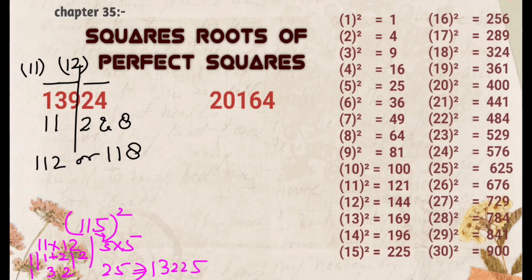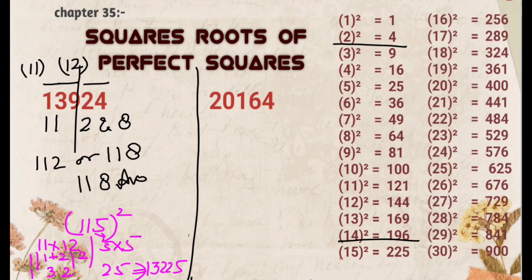Now here as we can see that 13225 is smaller than 13924. So we will go with the bigger number, that is 118. So the square root of 13,924 is 118. Now let's understand the next question.